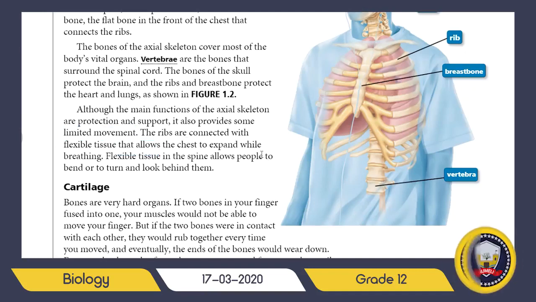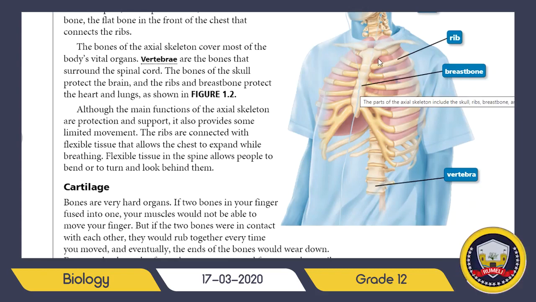How does this movement happen? When you breathe, the tissue and the bones in the spine and the rib cage are flexible enough to allow you to breathe. Or when you suddenly move and turn back, this flexibility helps you move.